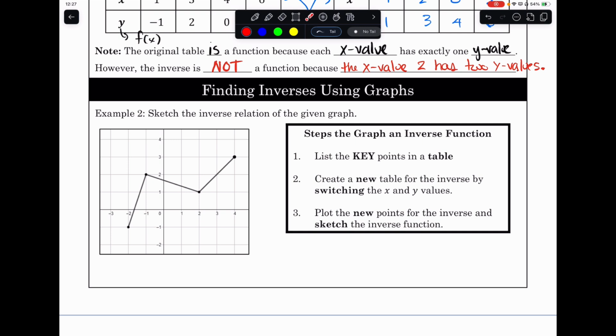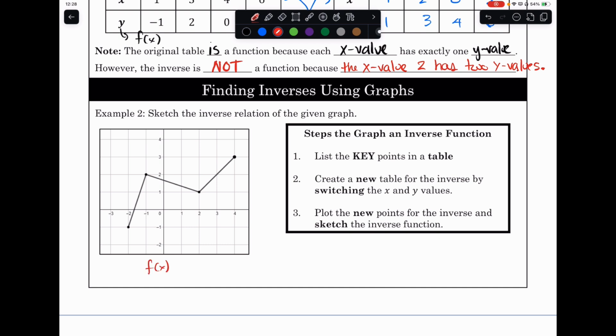Now, for the second example, we want to sketch the inverse relation of the given graph. Well, the steps to graph the inverse of a function: first of all, this is a function. Notice again that the x values do not repeat. Using the vertical line test, I see that the vertical lines only intersect the relation at one location. So this is a function, and we'll call it f of x.